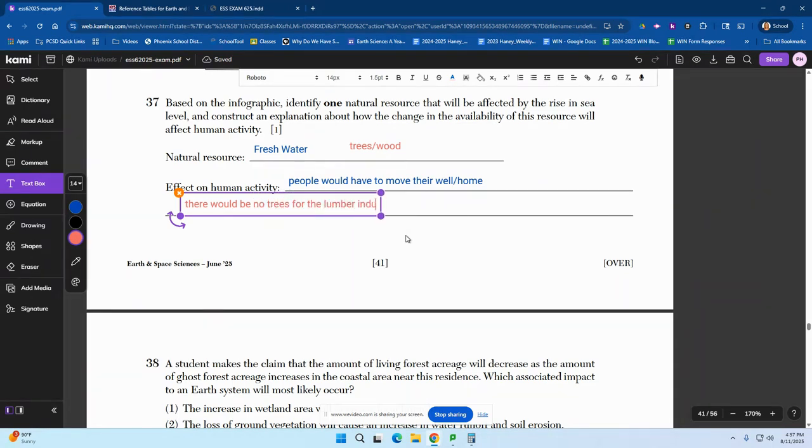Or you could say, like, to build houses. You could talk about how there would be no lumber for heating, right? Building. Okay, something like that if you chose trees.